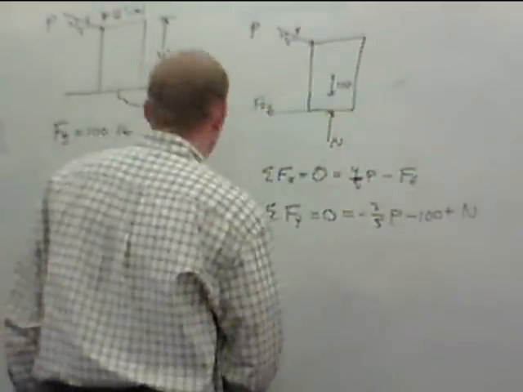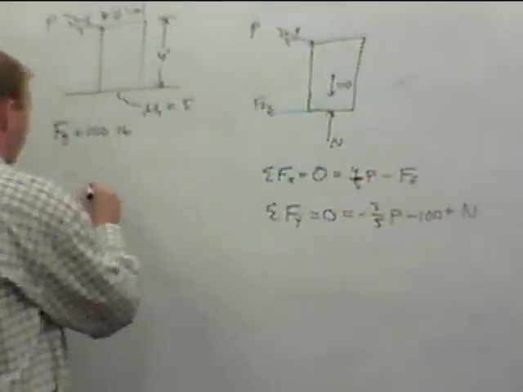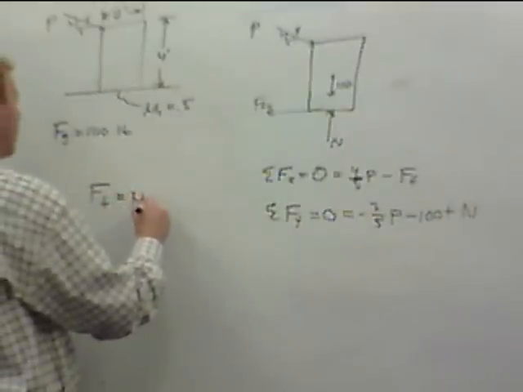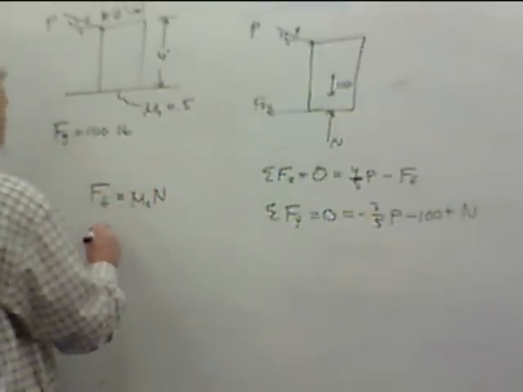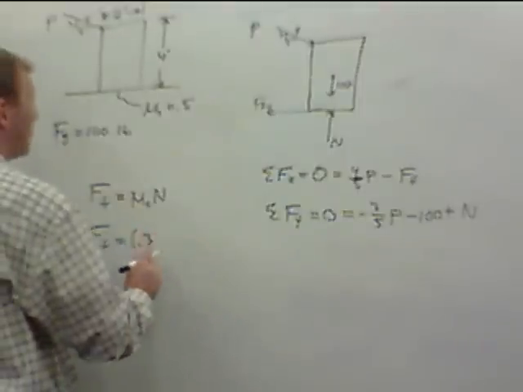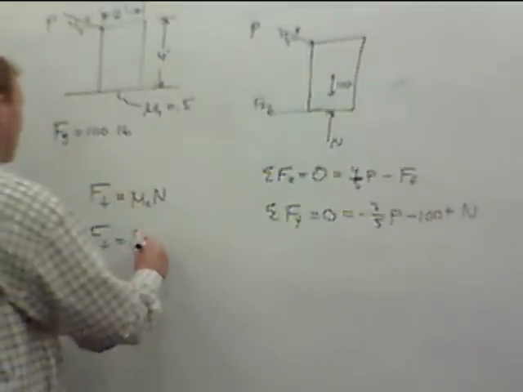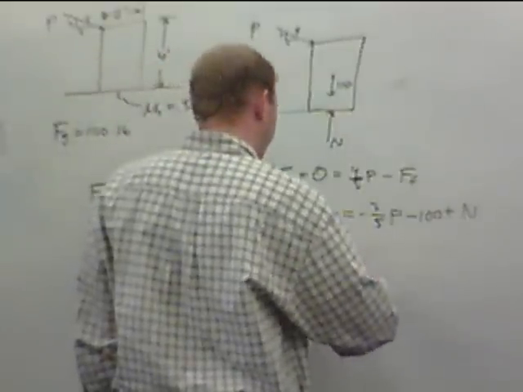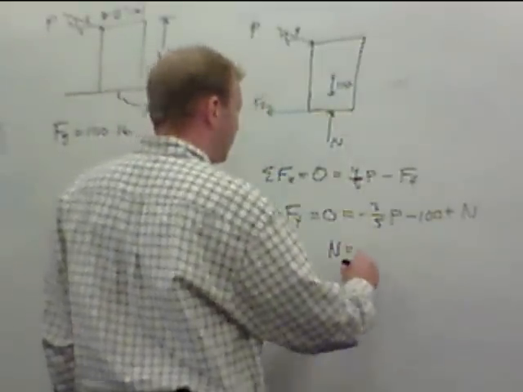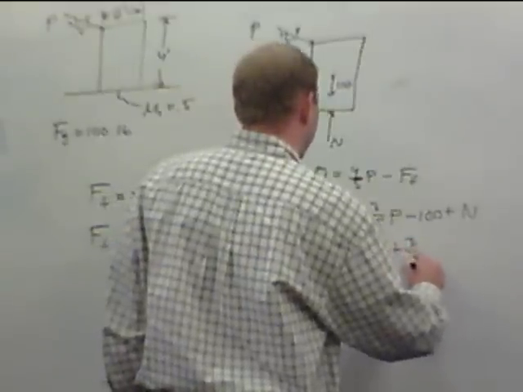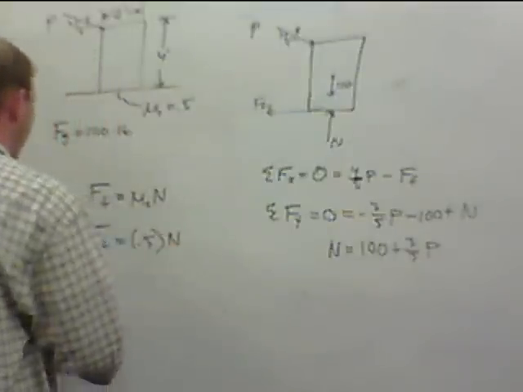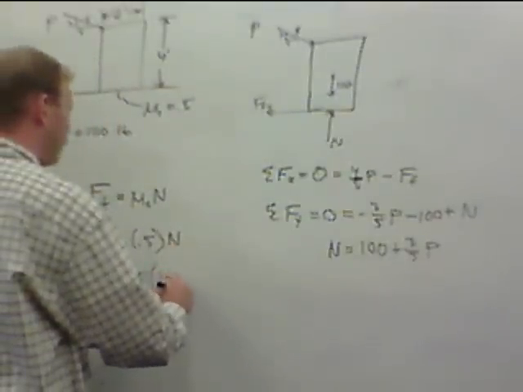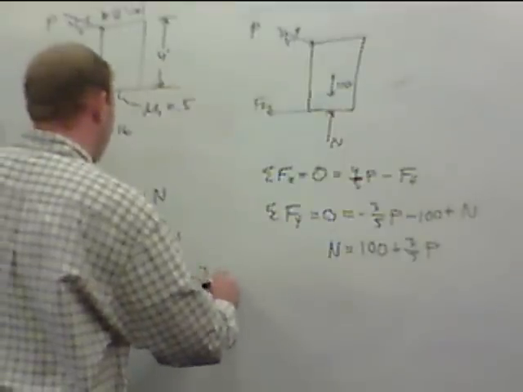Okay, so, well, n, we'll solve this. I'll do that in a second. I'll show you why we need that. Well, we need to get rid of force of friction. So force of friction, again, in the case of impending motion, is equal to mu s times n. So force of friction is equal to 0.5 times n. So we need to know what n is. Well, n is equal to 100 plus 3/5 P. So I plug that in here. Force of friction is equal to 0.5 times 100 plus 3/5 P.